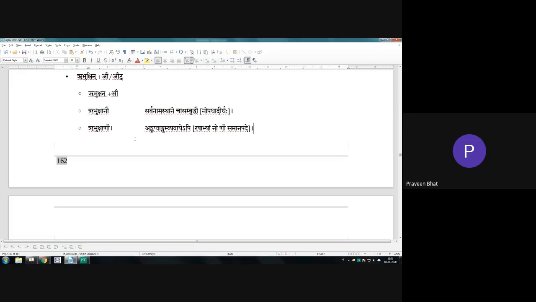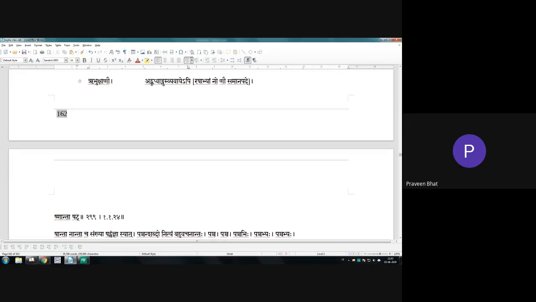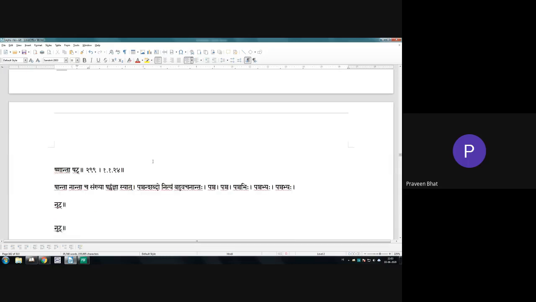So let's stop here. Let's continue with the next part, with the next sutra. Here we finish these ananta shabdas. Nakaranta is remaining. So nakaranta, next he starts with panchan and so on, the numbers, shnanta shat. So we'll see this in the next part.